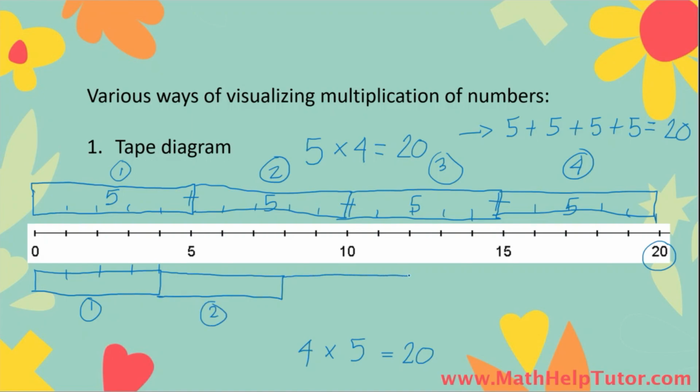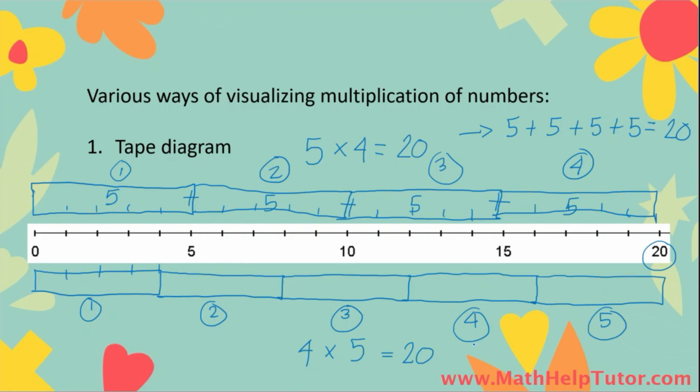1, 2, 3, 4 is our third strip. 1, 2, 3, 4 is our fourth strip. And the last, 1, 2, 3, 4 is our fifth strip. This also means that 4 plus 4 plus 4 plus 4 plus 4 is equal to 20. As you can see here in the strip, that's 4 plus 4 plus 4 plus 4 plus 4.